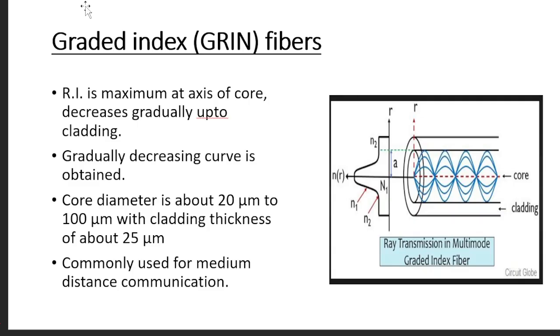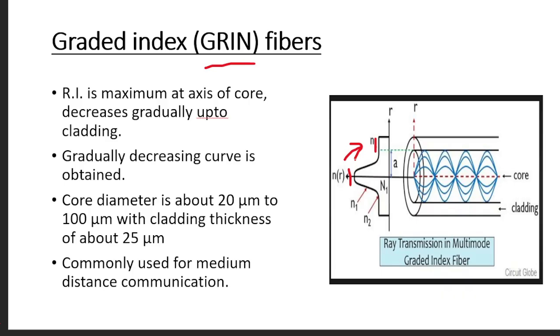Now the second part is graded index fiber. Graded index fiber is also known as GRIN fiber. This is the shortcut used for graded index fiber. As we saw previously, in step index fiber, the refractive index from core to cladding changes in a step. Whereas in graded index fiber, if N1 is the refractive index of core and N2 is the refractive index of cladding, from core to cladding you will get intermediate values. That means you will get the values of 4.9, 4.8, 4.7 and 4.6.